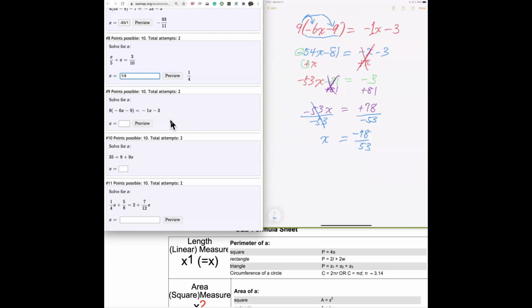So can this be reduced at all? Is 53 divisible by some number?